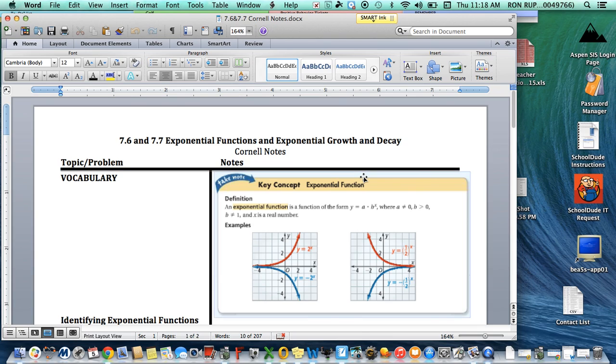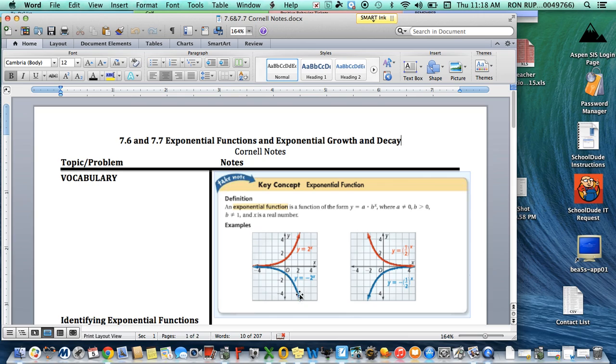So, to start, we're going to introduce what an exponential function is. We've got the book definition. An exponential function is a function in the form y equals a times b to the x, where a can't be 0, b has to be greater than 0, b cannot be 1, and x is a real number.